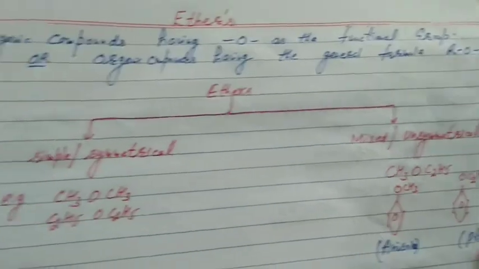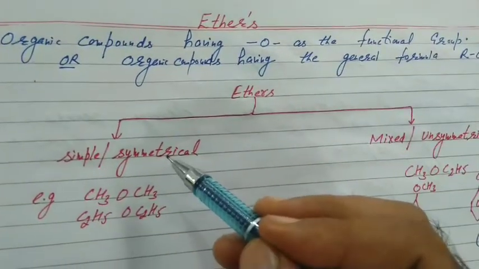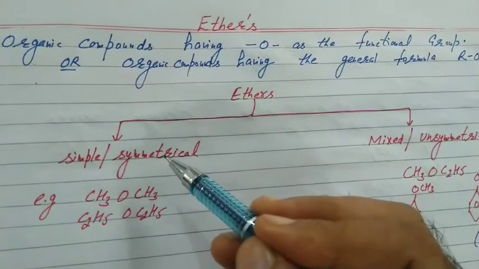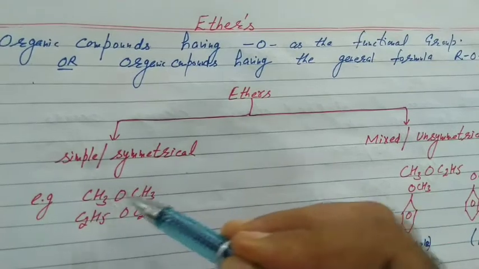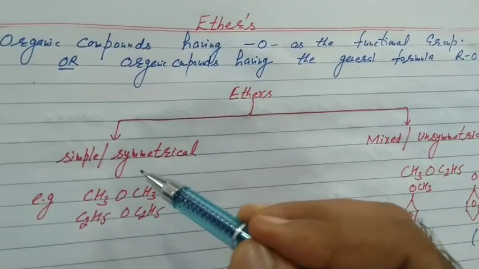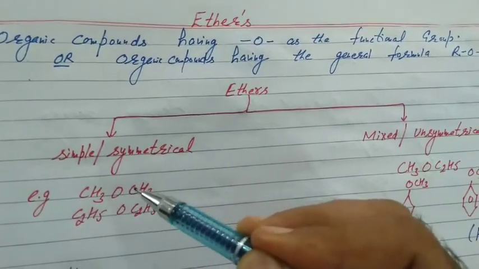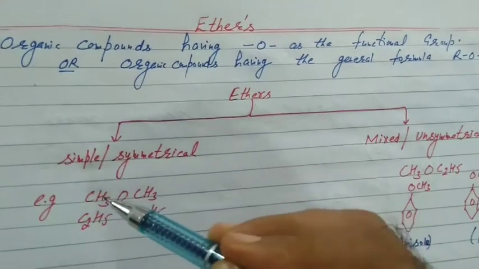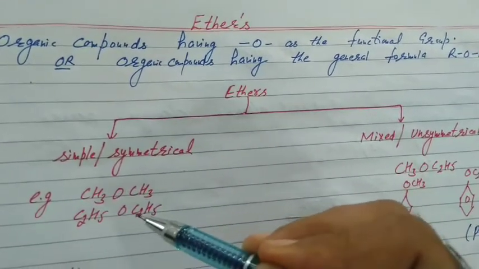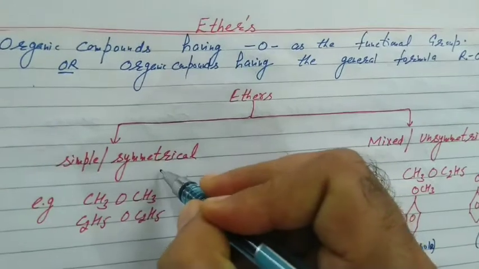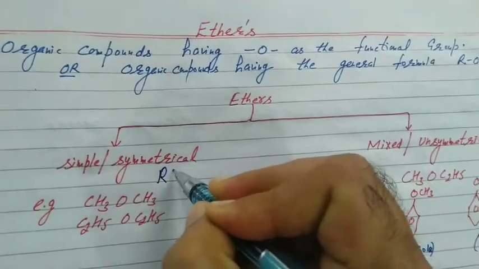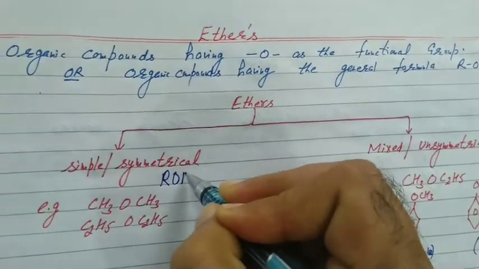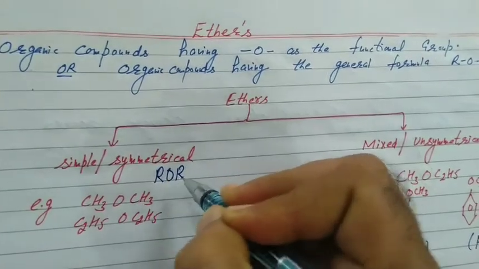At first, simple ethers or symmetrical ethers. Symmetrical means similar. Simple ethers are those in which ethereal oxygen is surrounded by similar groups. Dimethyl ether, diethyl ether. Simple ethers have the formula ROR, that is, similar groups on both sides.